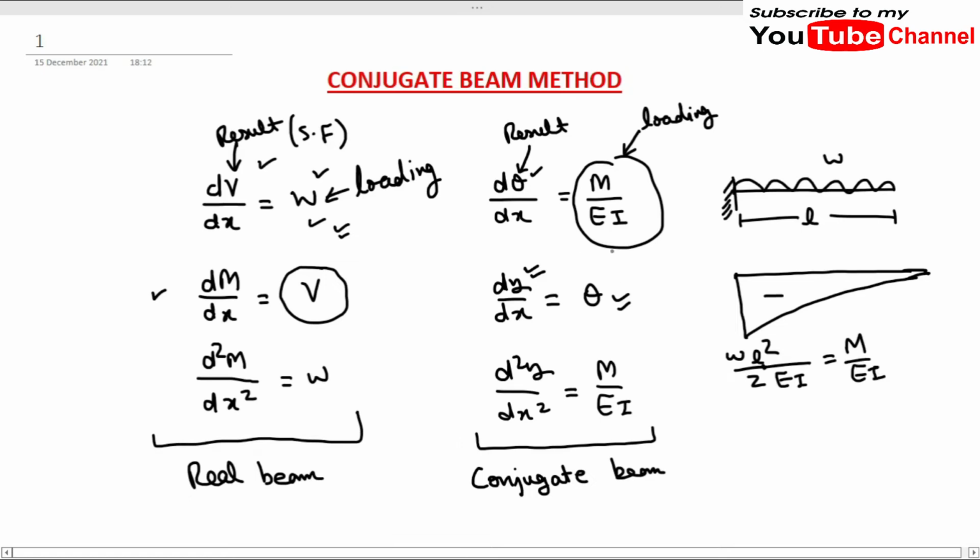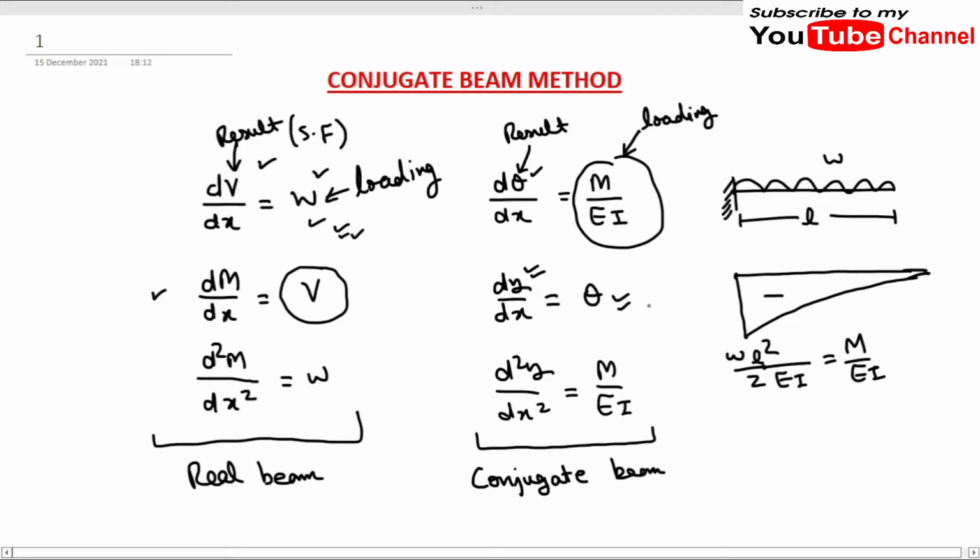So it is very simple. We have seen how to draw all these diagrams in our previous videos where we discussed the moment area method. If you want to understand this very clearly, you can watch those videos. Now, we use the M by EI diagram as loading, and then we find our slope and deflection. We will see how to find those. But one important thing to understand is that we are changing the loading. Here we were using W and getting shear force. Here we are using the M by EI diagram and we will get our slope.